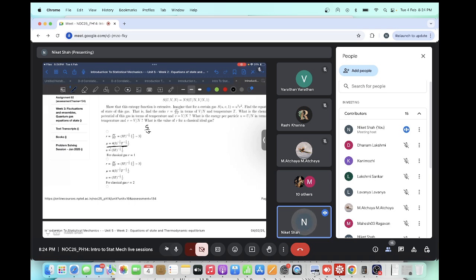But anyway, we evaluated R, we evaluated mu. For classical gas, R is equal to 1. R is PV by NT. For classical gas, PV by NT is what?